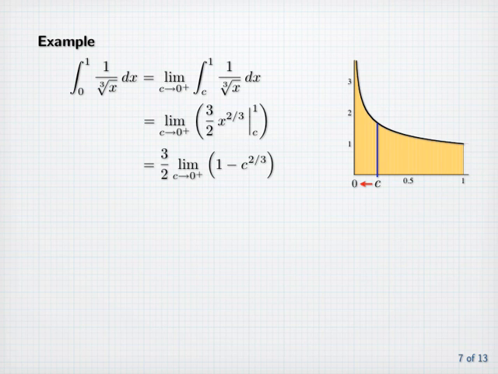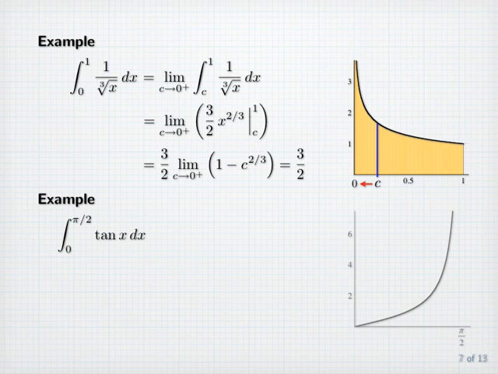Now clearly c to the 2/3 approaches 0 as c approaches 0, and so we have 3/2 times 1 equals 3/2. Another example. Let's compute the integral from 0 to pi over 2 of tangent x dx. Now this is indeed an improper integral because the tangent function has a vertical asymptote at pi over 2, and that's our upper limit of integration.